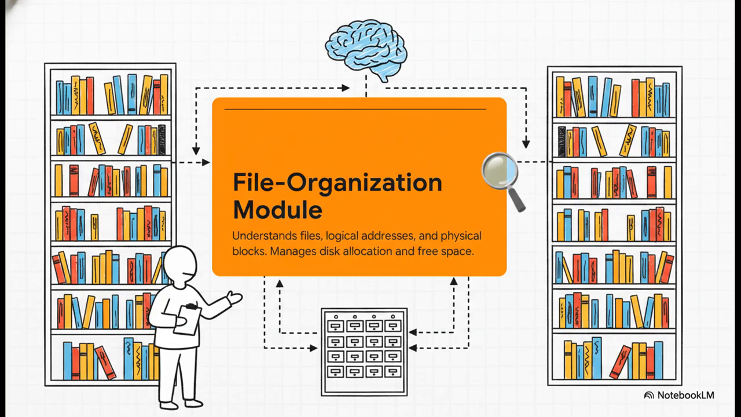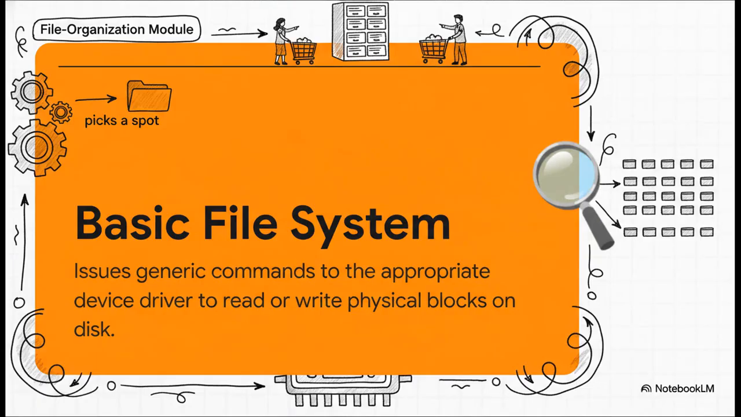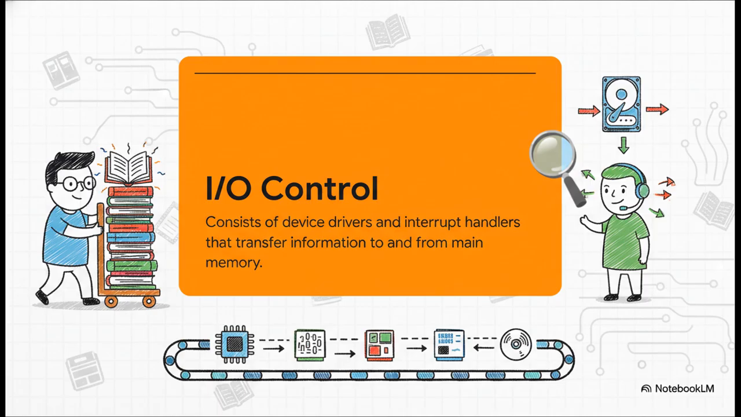Right below that, you've got the File Organization module. This is the brilliant head librarian who's memorized the entire library's floor plan. It knows which shelves are full, which shelves have a little bit of empty space, all of it. It takes the request from the card catalog and translates it into a physical location, deciding the exact spot on the shelf where a new file is going to go. The next layer down is the basic file system. Think of this as the library's shift manager. Once the head librarian has picked a spot, this manager issues a simple but specific command. It doesn't go get the book itself, it just tells the staff the exact physical address they need to go to.